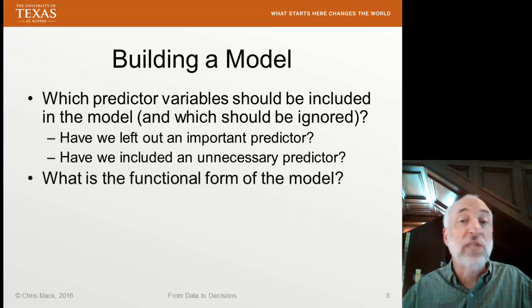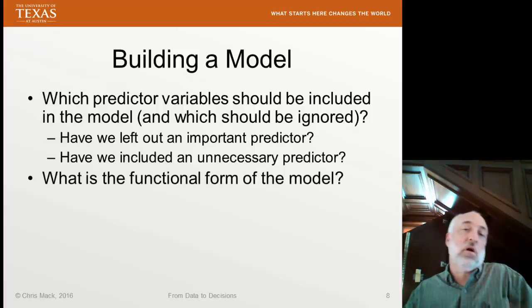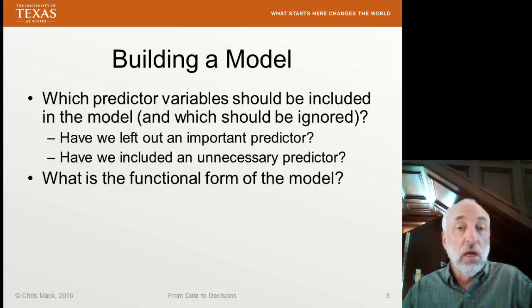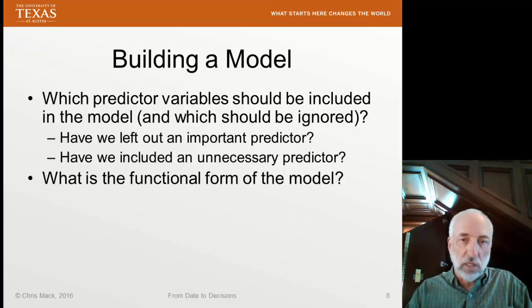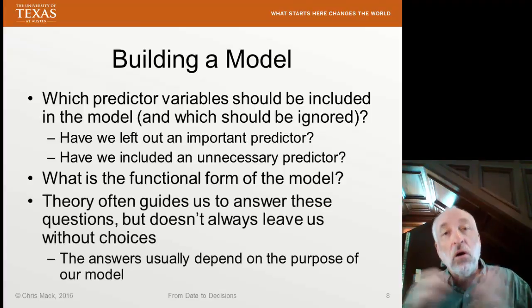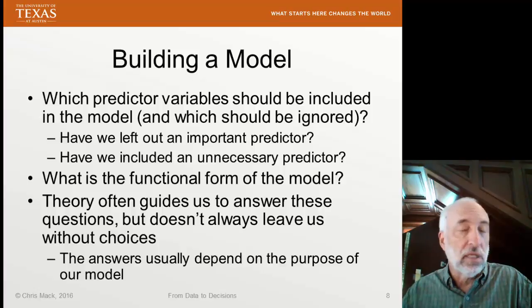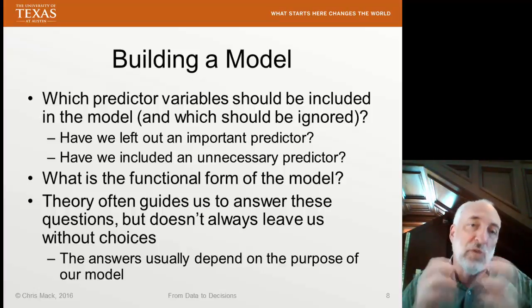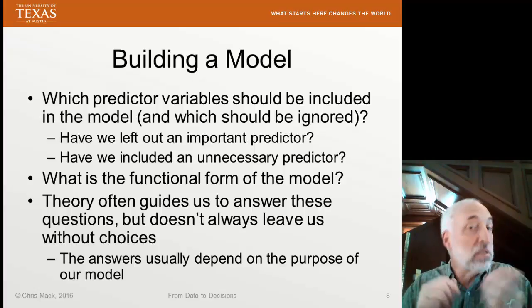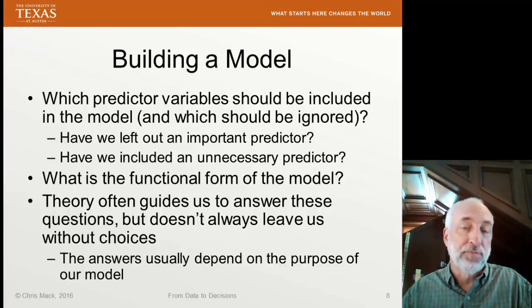The second question is, what is the functional form? Should I have x or x squared or log x or e to the x? I have lots of choices of the functional form for the model itself. Often we have a theory that guides us in this form. Sometimes the theory is very, very rigid. It's well known. We understand it. The only thing that matters is the coefficients of the model, but we know exactly what the functional form is.